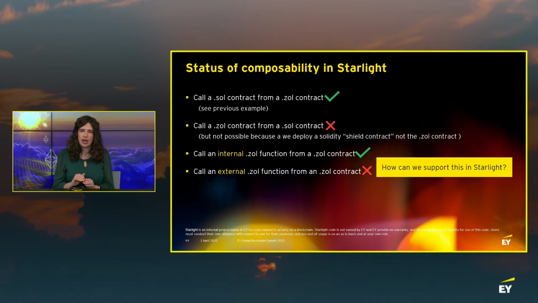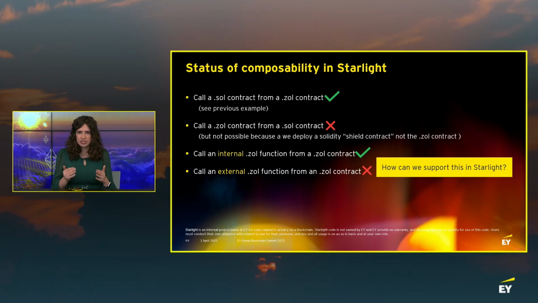And we can't call a Zolidity contract, with a Z, from a Solidity contract, with an S. This is impossible because the Zolidity contract is actually not deployed on chain. Instead, we deploy the shield contract. But you could call the shield contract. Obviously, you'd have to input an instance and a proof.